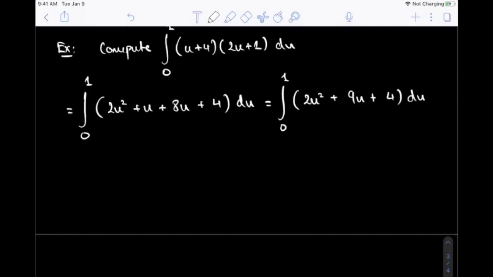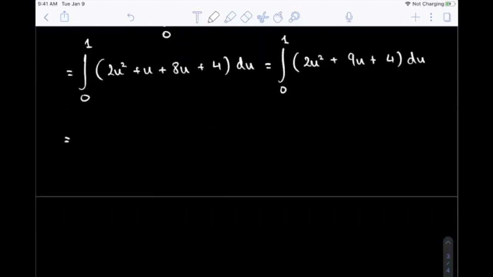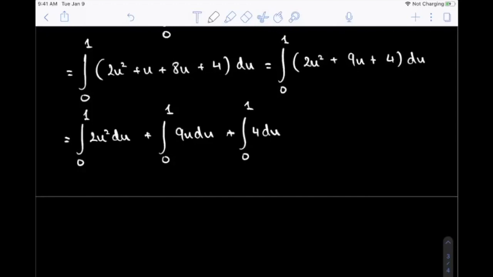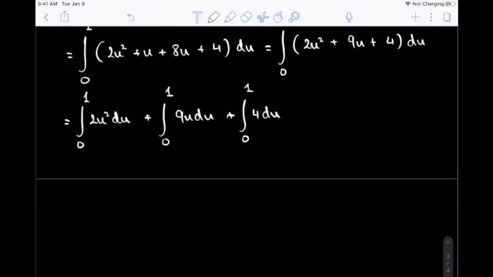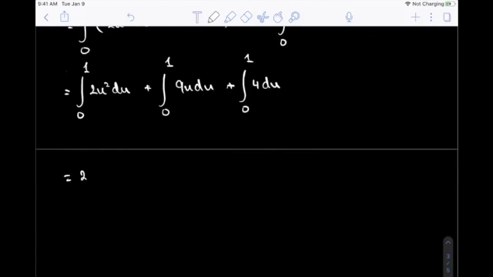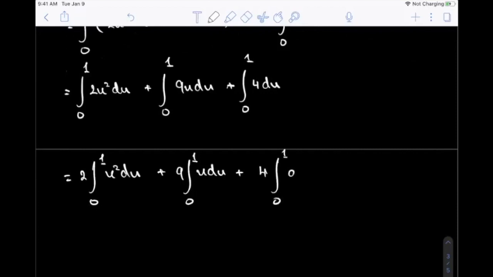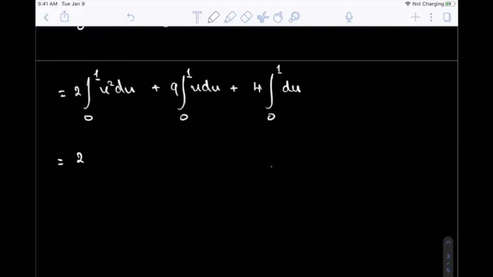And now the integral of the sum is the sum of the integrals. So you can write this as the integral from 0 to 1 of 2 times u squared du plus the integral from 0 to 1 of 9u du plus the integral from 0 to 1 of 4 du. Remember, if there is a constant in front, that is the constant multiple, you can pull it out of the integral operations. You get 2 times the integral from 0 to 1 of u squared du plus 9 times the integral from 0 to 1 of u du plus 4 times the integral from 0 to 1 of du. So the antiderivative of u squared is 1/3 u cubed, evaluated at 0 and 1.